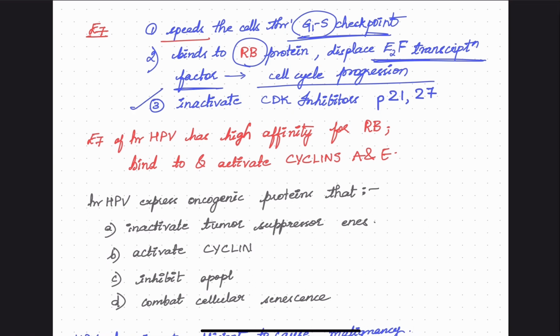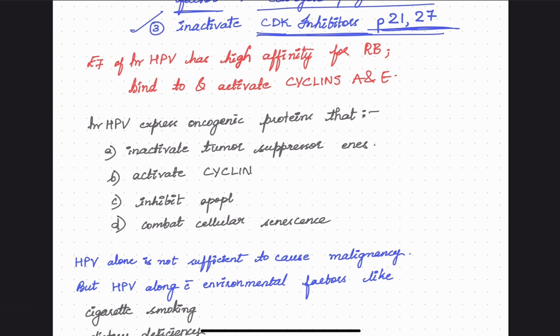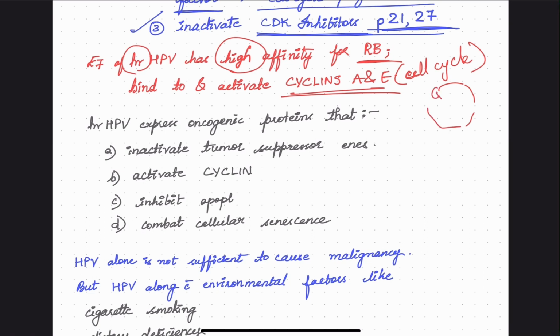And another, it inactivates the inhibitors. Cyclin-dependent kinase inhibitors P21 and P27 are inactivated. Inactivation means the cell cycle progression occurs. Similarly, like E6, for E7 also the high risk variant has high affinity for RB, and they bind and activate cyclins. Cyclins are activated, which helps cell cycle progression, and the cells run through G1, S, M, like that, in the cell cycle.